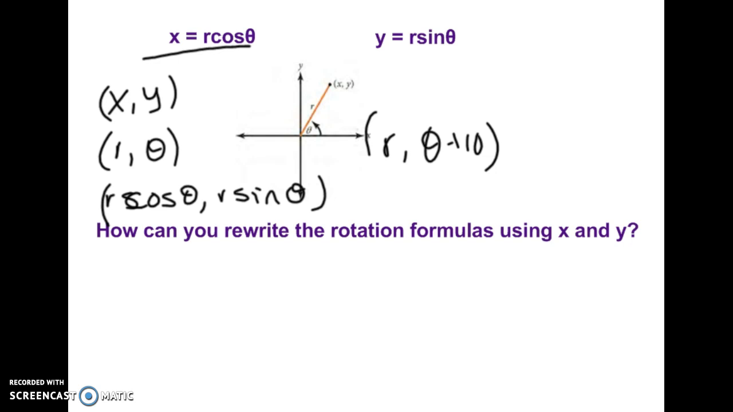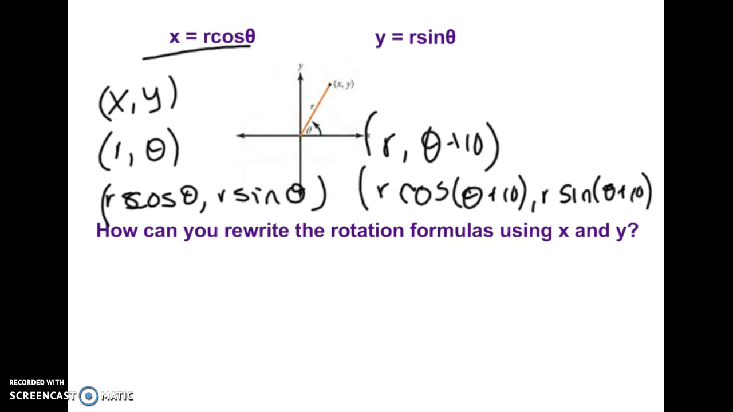Which I can rewrite as r cosine theta plus 10, comma, r sine theta plus 10. Are you with me on that part? I just put in the two angles, the sum of the angles. So then goes, hey, isn't this the cosine of a sum? And this is the sine of a sum. Do you remember how we did the sine of a sum formula?